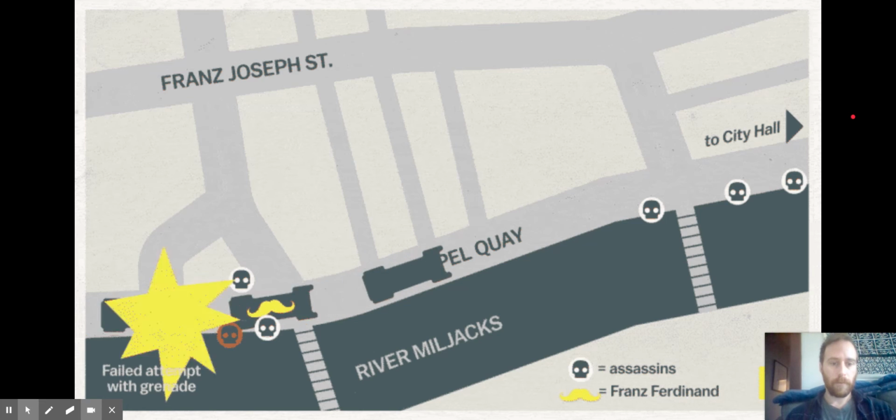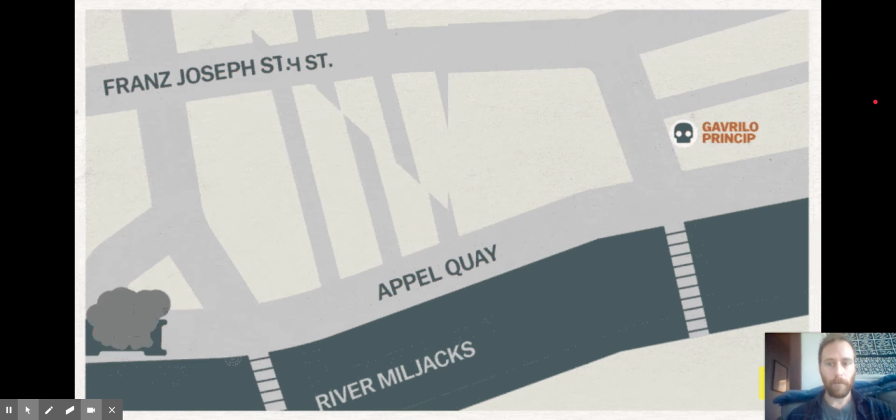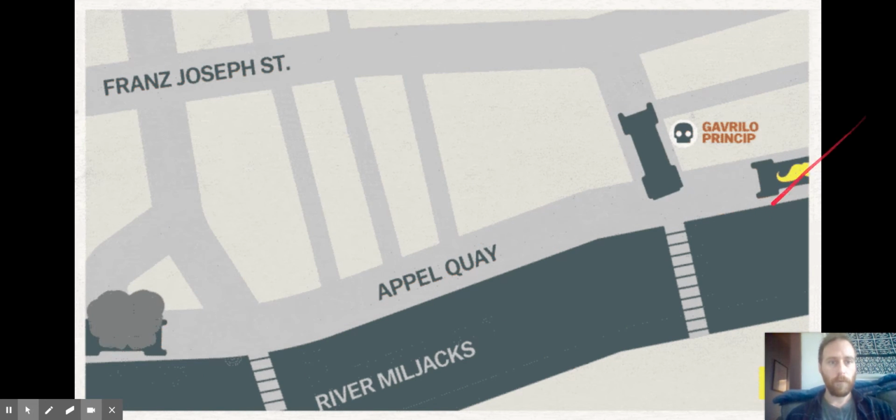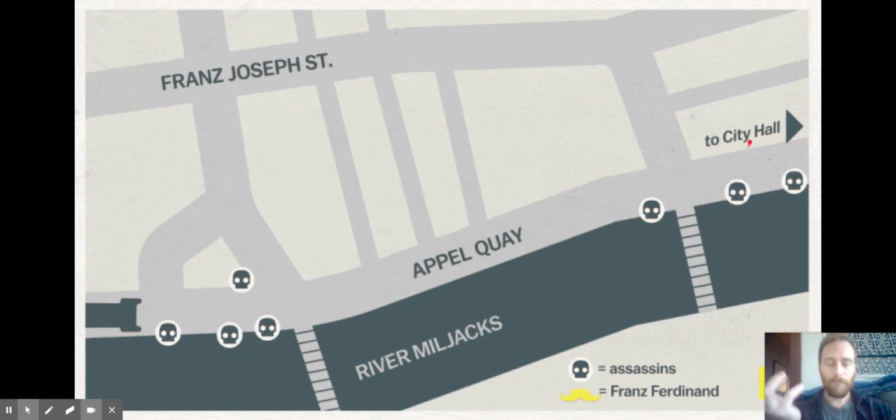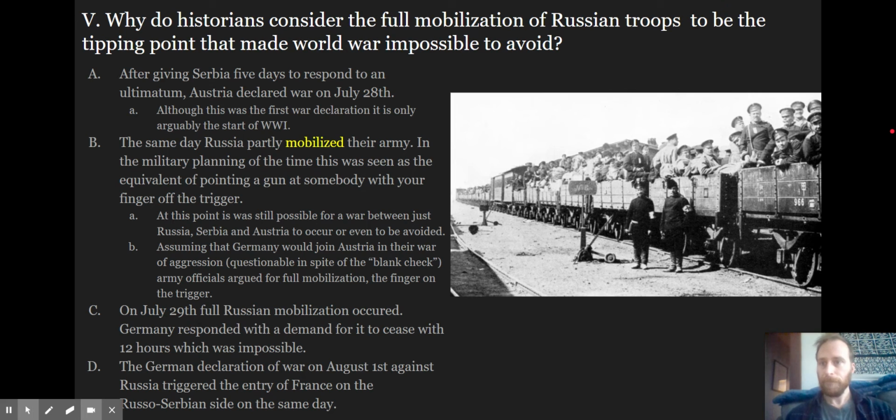This is how the assassination happened. Very accurate cartoon. Supposedly Gavrilo Princip was getting a sandwich. He was in front of a deli. I want to believe it was a sandwich.